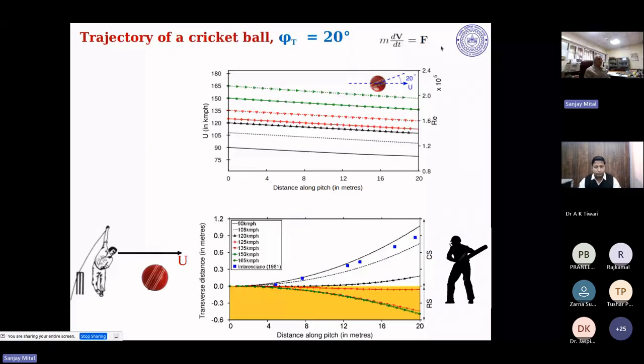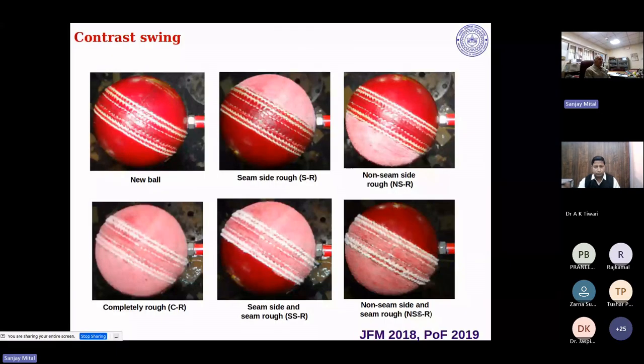Once you know the force coefficient, you can integrate this equation and then find out when the ball is swinging and when it is reverse swinging. Again, you can look at this paper if you are interested. We also did some experiments to figure out what happens if you have an old cricket ball. So here is a brand new cricket ball. You rough one of these sides, and then you can have a completely rough cricket ball.